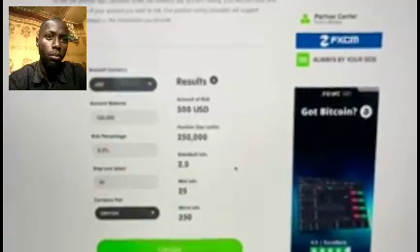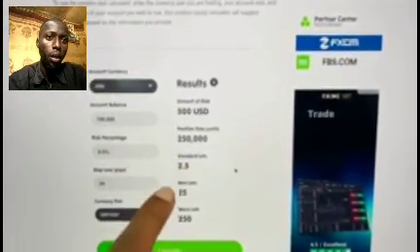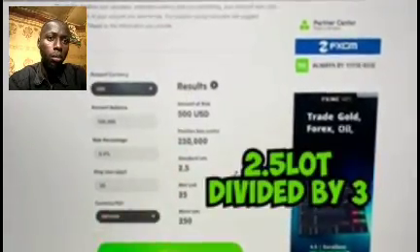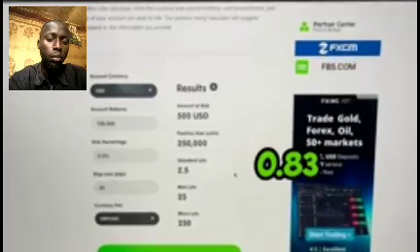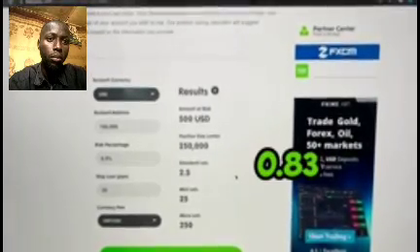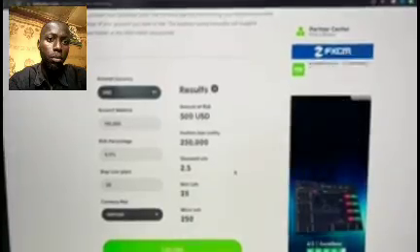But outrightly I'm not going to go in with 2.5 standard lot size. What I'm going to do is split this into 3 parts and go in in portions. That will be 0.83. I'll go in one portion at a time. That's what I do. However, here's how I do my stop loss.